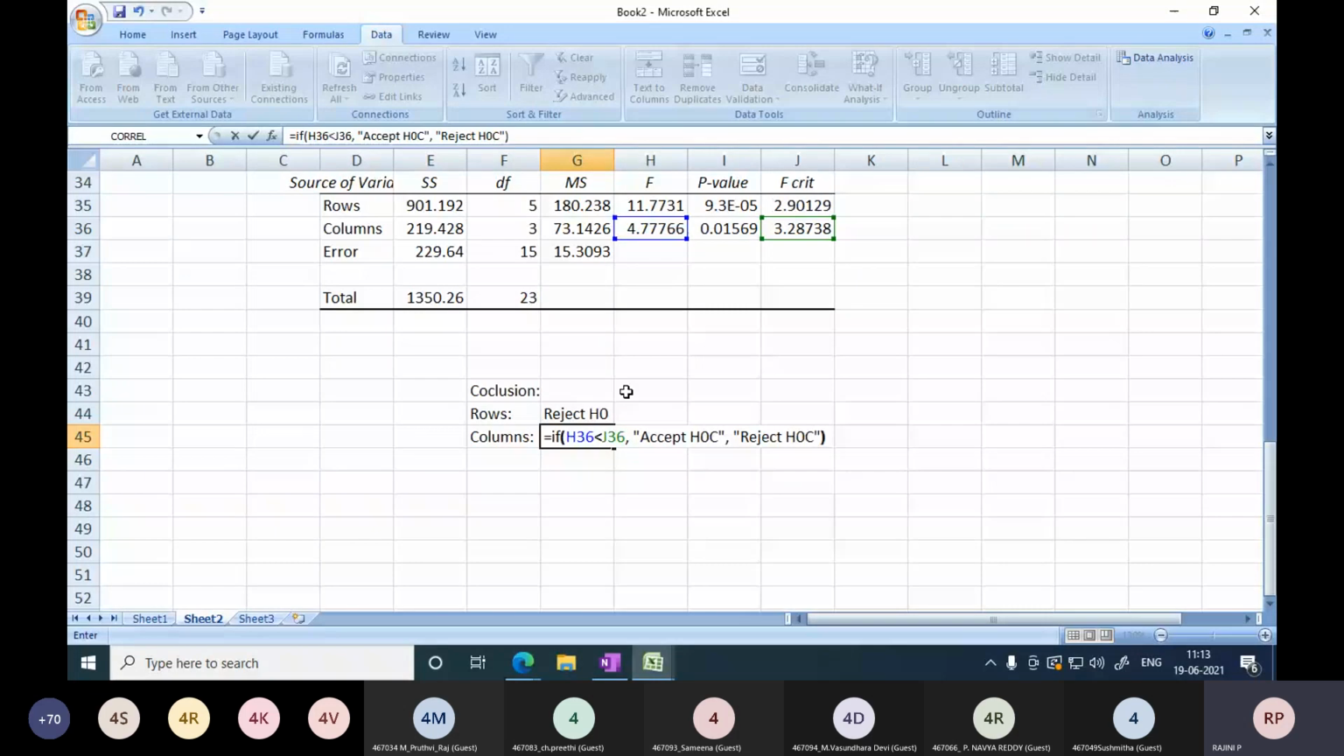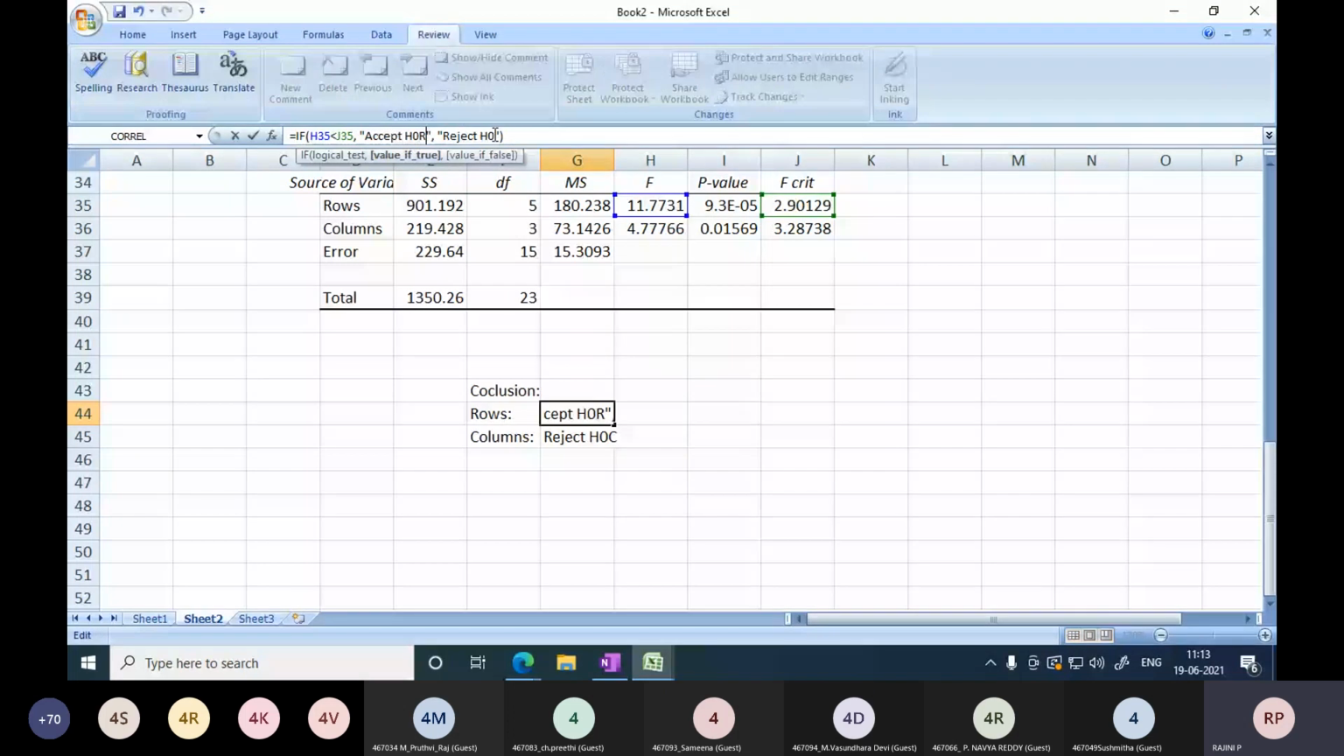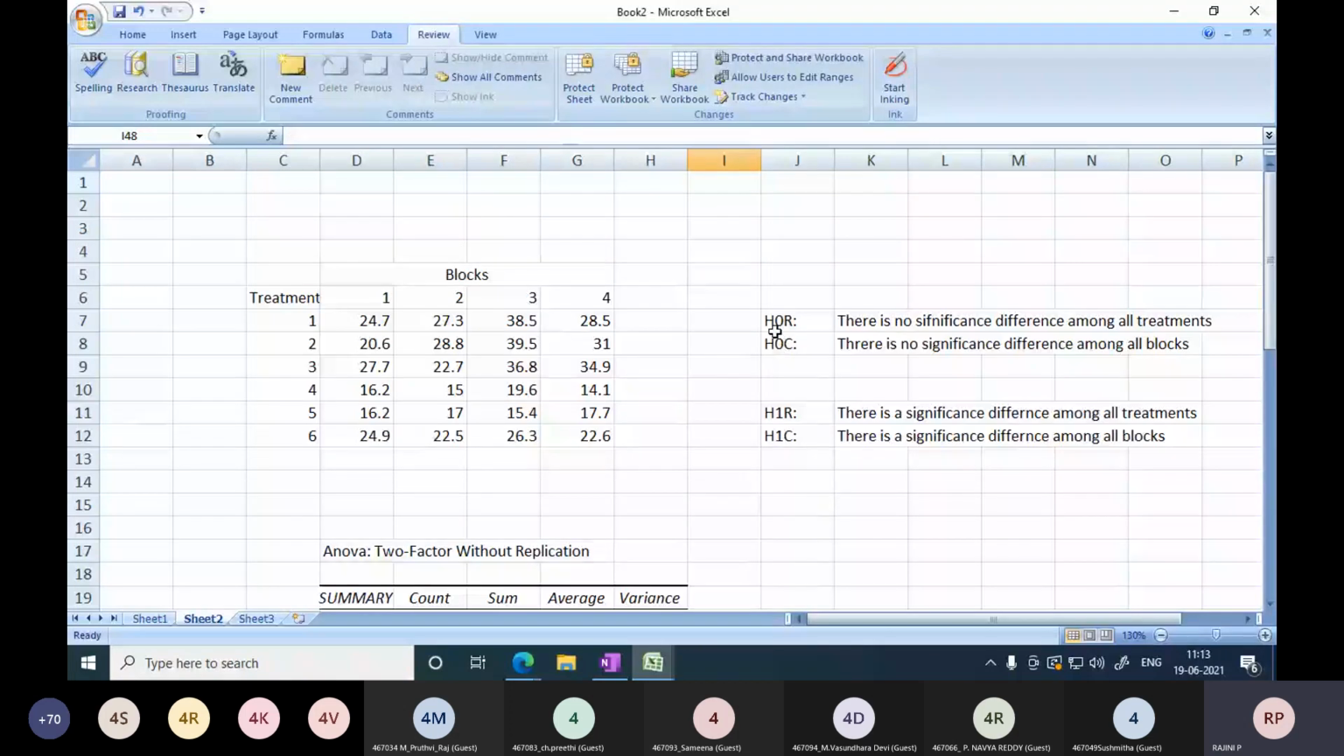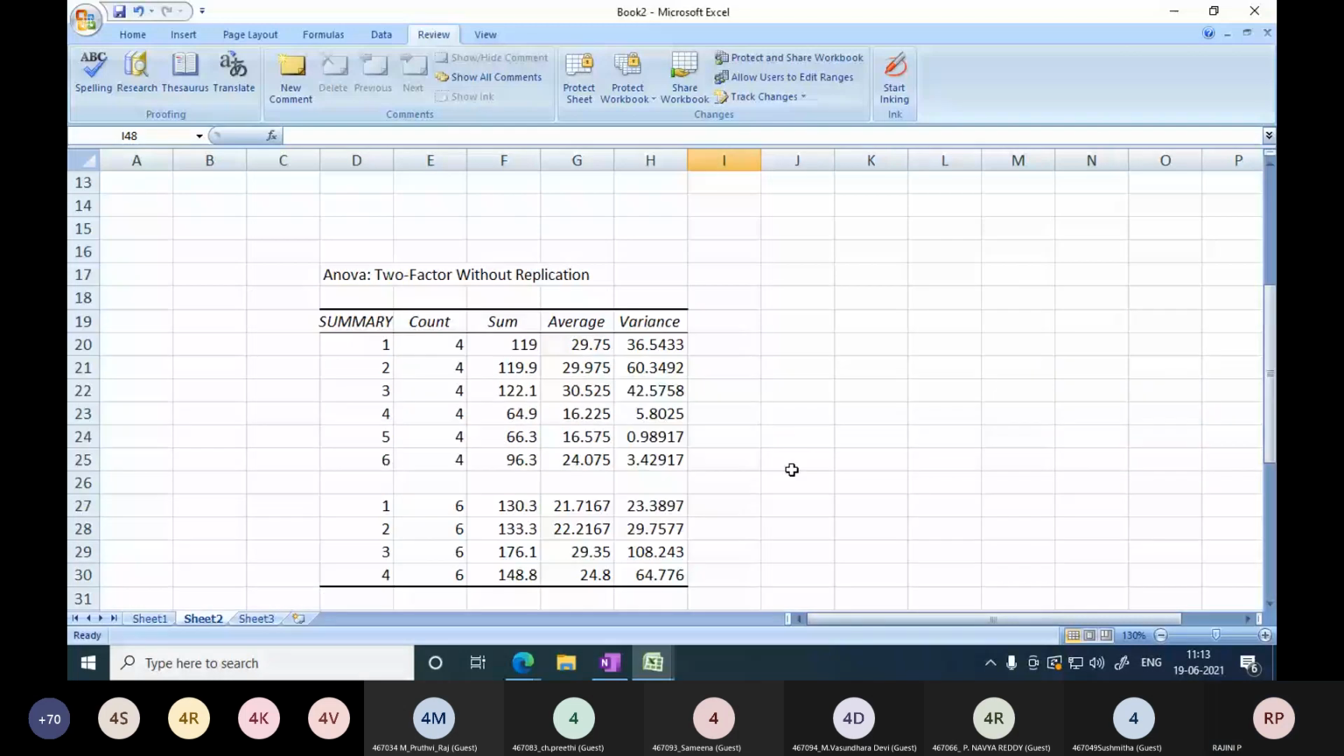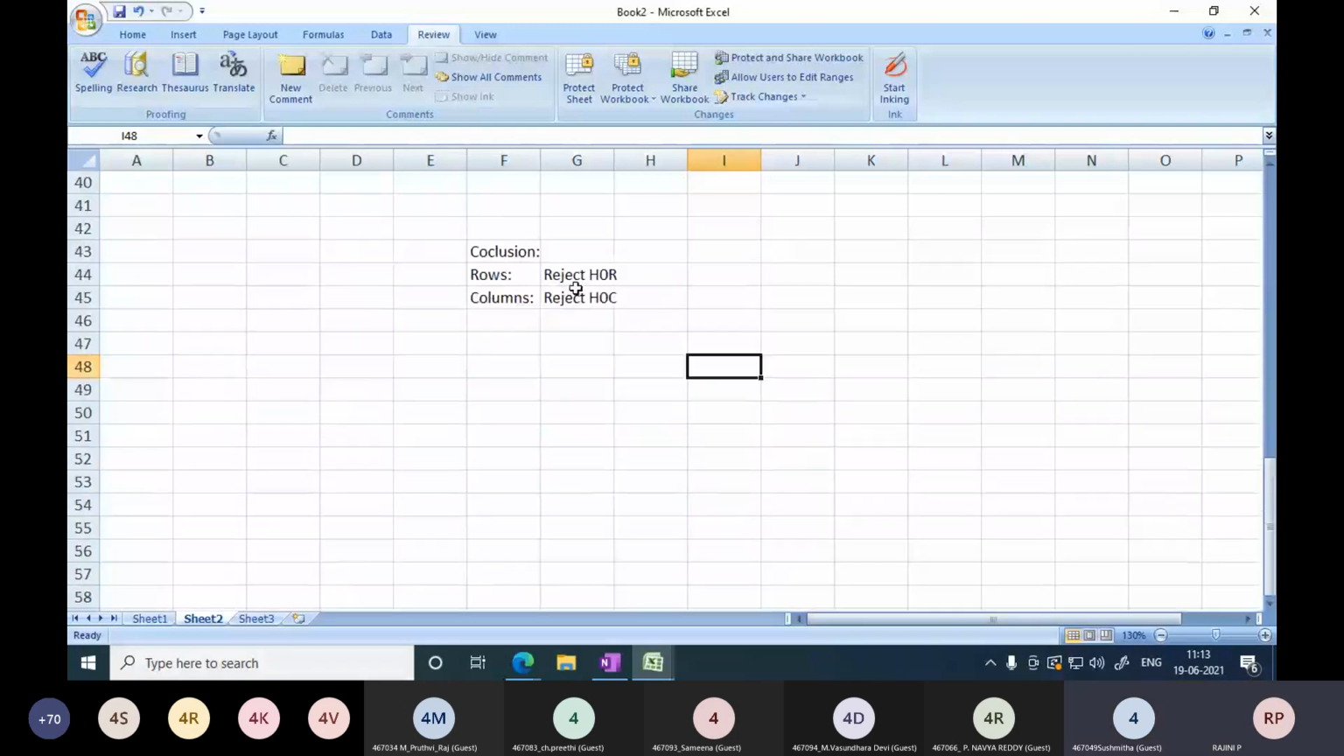Yes, and then enter, and here also one minute. Here H0 for the rows. For rows we have taken the notation R. Did you remember? For rows it means R, and C for columns. For H0 we are taking R and C, and for H1 we have taken 1R, 1C. Is it clear? Yes, ma'am.